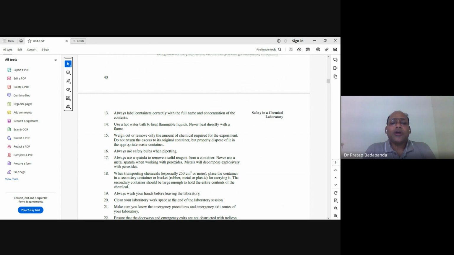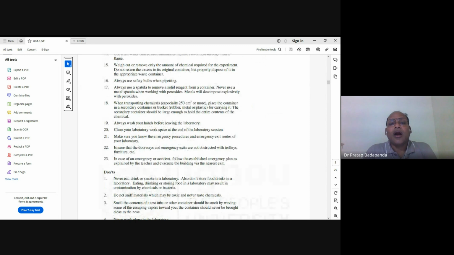Then use a hot water bath to heat flammable liquids. Never heat directly with a flame. If the liquid has a low boiling point, it can catch fire, or if it has a high boiling point, you have to check that out. Under that precaution you have to do the experiment. Always use safety bulbs when pipetting. This is another thing I have told you repeatedly about pipetting, so be careful about this.